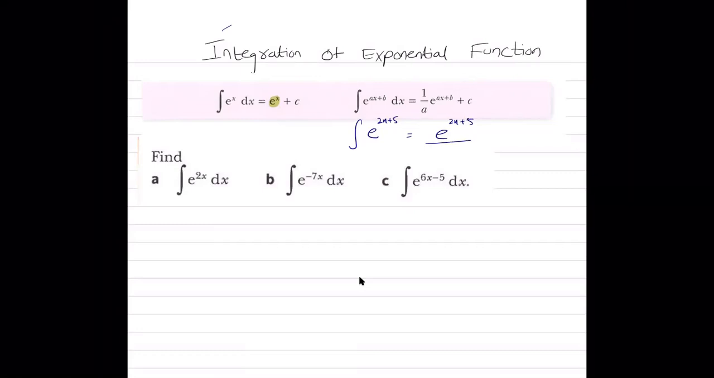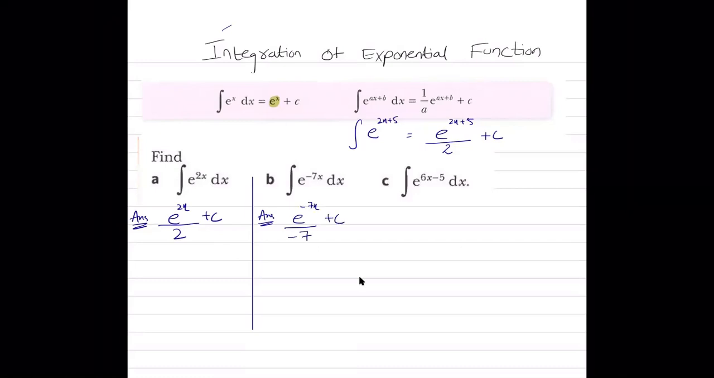divided by the differentiation of the power. So the differentiation of the power is 2. Okay. This is the integration. Therefore, the answer to the first part is going to be integration of e to the power of 2x is going to be e to the power of 2x upon 2 plus c. E to the power of minus 7x is going to be e to the power of minus 7x upon minus 7 plus c.